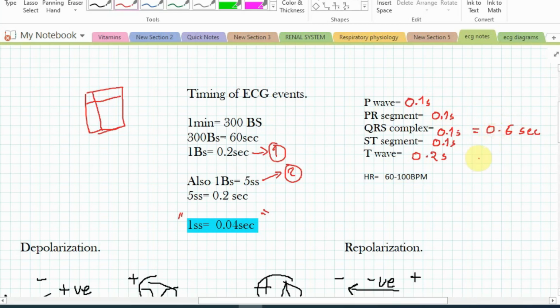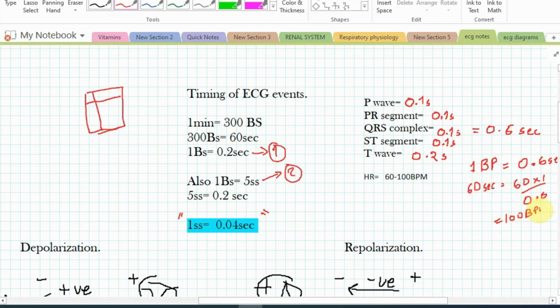the heart rate out of it, if one beat is equal to 0.6 second, then in 60 seconds it will be 60 times 1 by 0.6. If you cancel them all out, it will be 100 beats per minute.